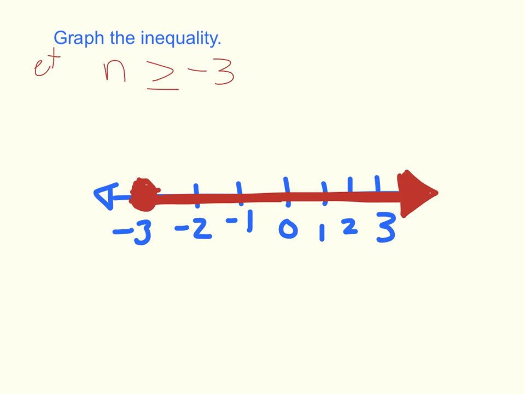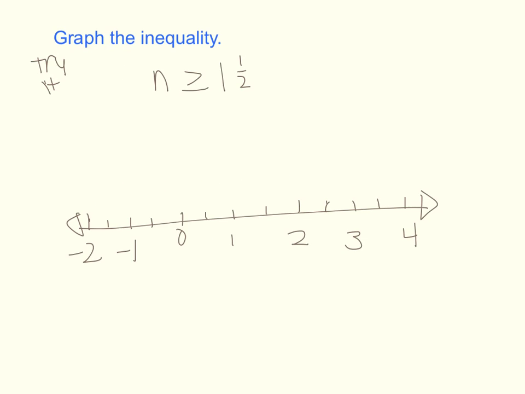Any of these numbers are solutions. Continuing onwards from 3, 4 is a solution, 5 is a solution. Infinite solutions on this number line here. Oh, you get a chance to try it. N is greater than or equal to 1.5. This one's a little trickier because you can't see 1.5 on the number line, but there is a little mark to represent 1.5. Go ahead and try it.